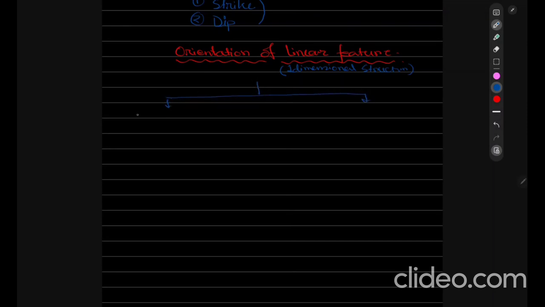One is independent lines. Another one is a line lying on an inclined plane. So what is an independent line? That means we are going to calculate the orientation of a line that is independent, that is not lying with respect to any plane.